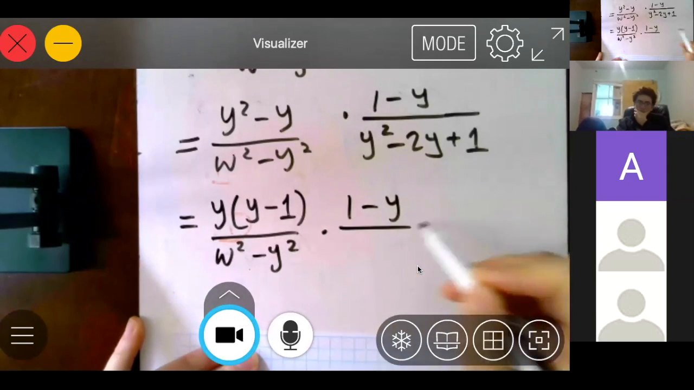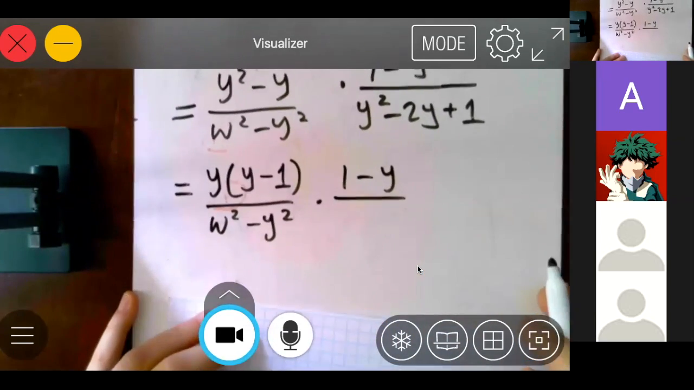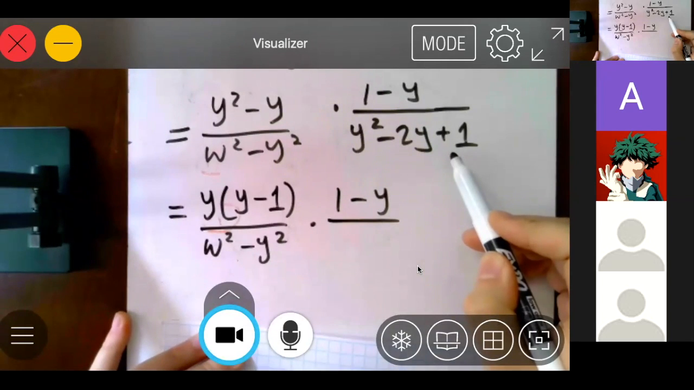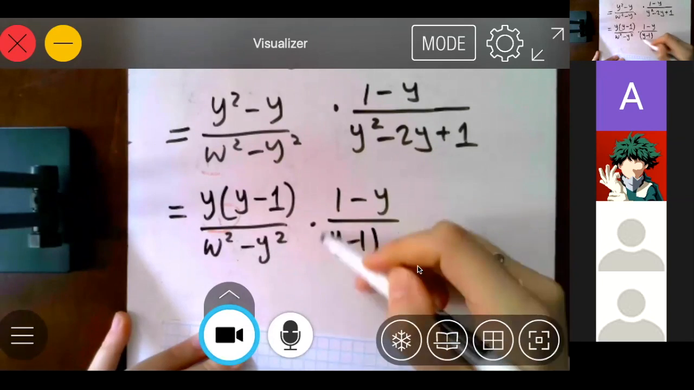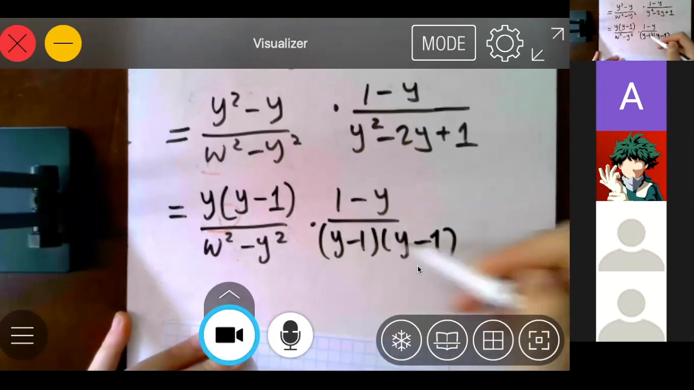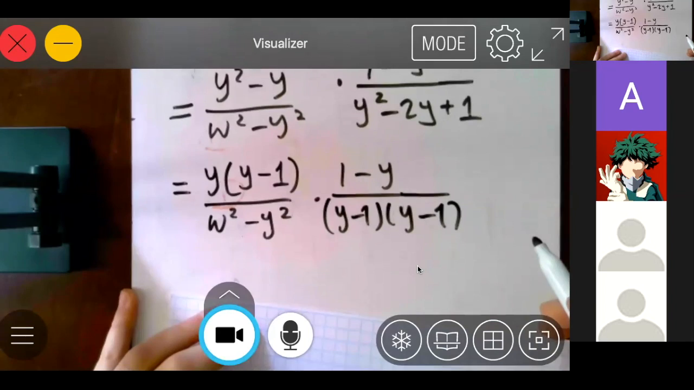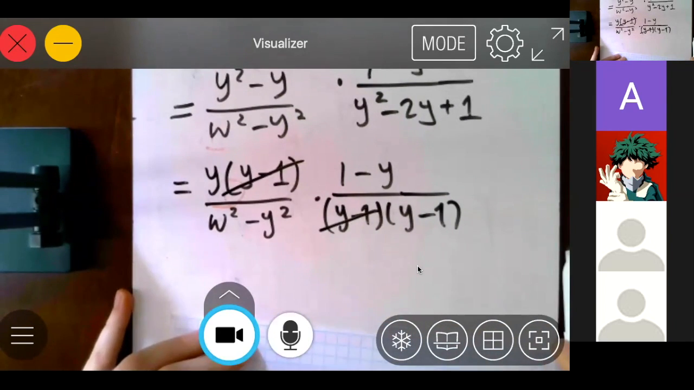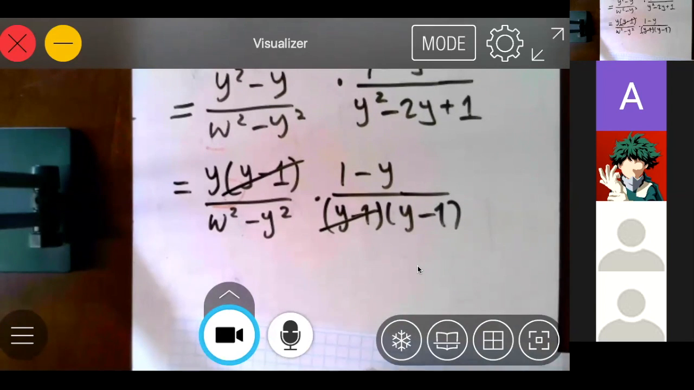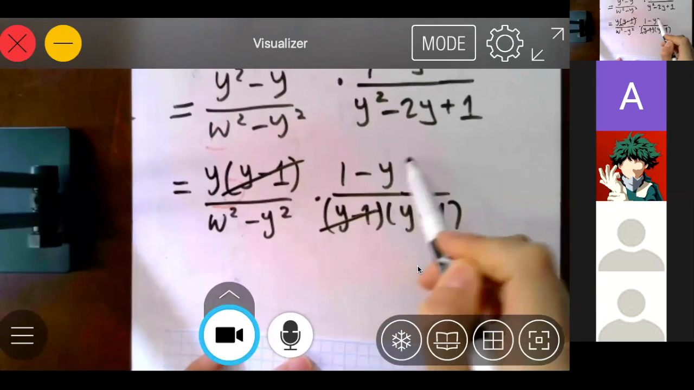And write the second fraction. Here you can factor the trinomial as y minus 1 times y minus 1. And here everyone did it fine. Cancel that out, cancel that out. But some people actually canceled this part out and that part out.